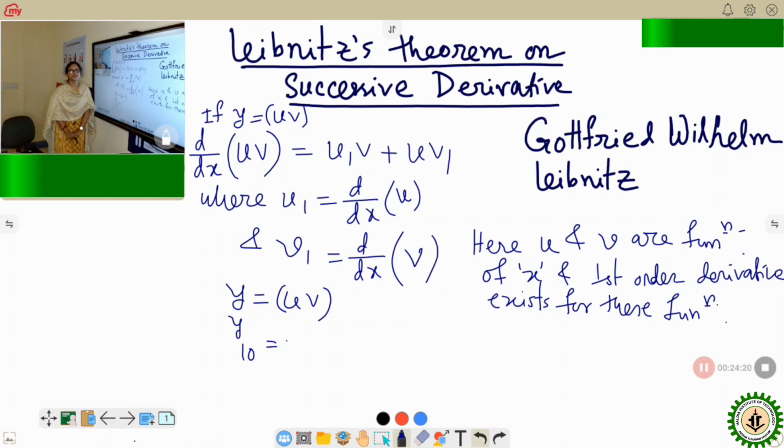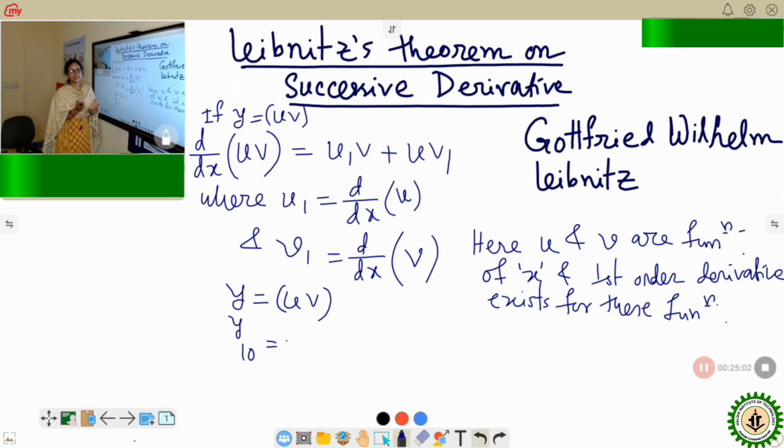Dear students, today we will discuss Leibniz theorem on successive differentiation. The method is named after the famous mathematician Gottfried Wilhelm Leibniz. This Leibniz theorem is a very versatile tool for solving many complex problems in calculus as well as higher engineering problems. Let us discuss some applications of Leibniz theorem.